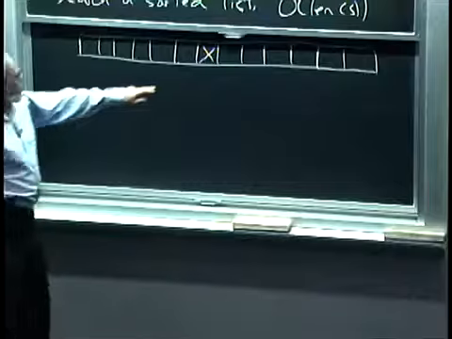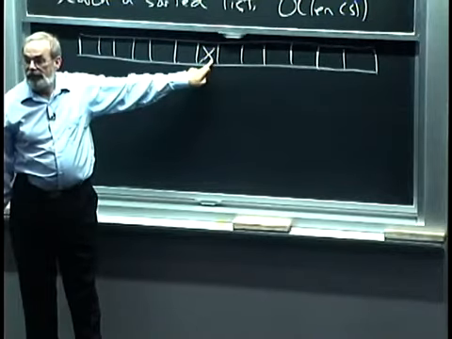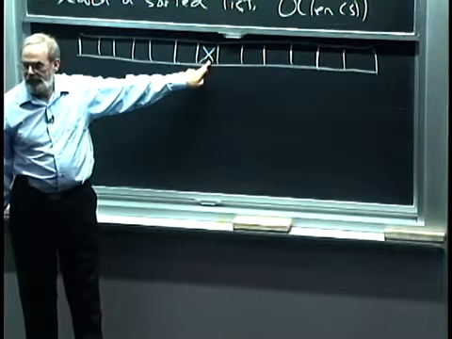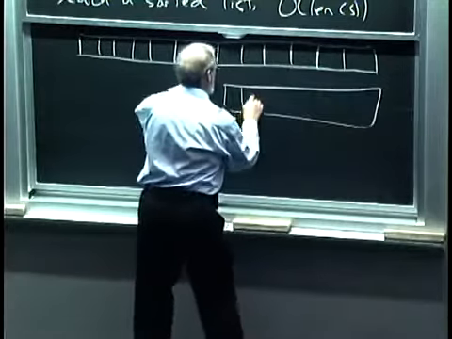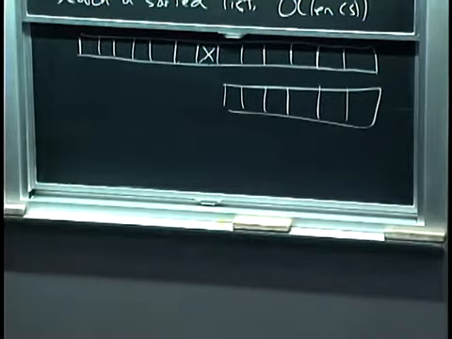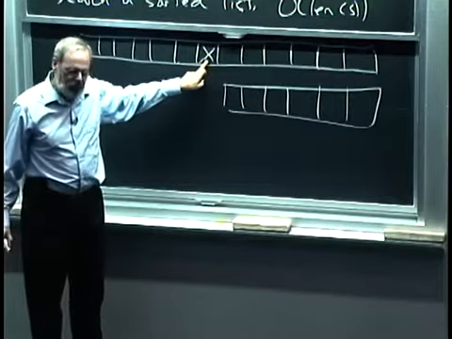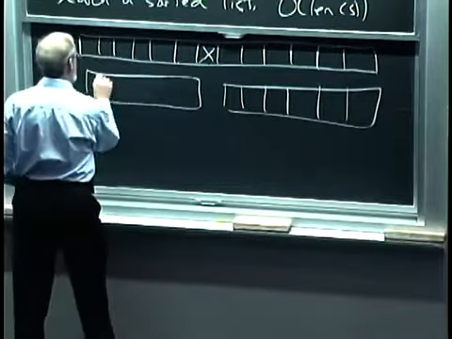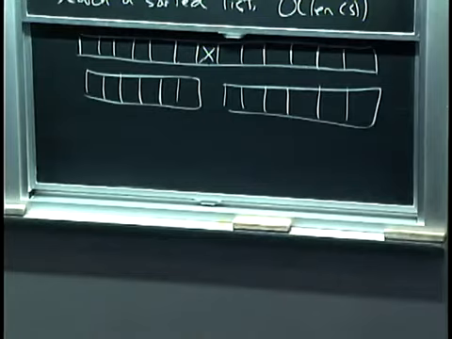Well, I could look at the value here and compare it to the value I'm trying to find. If the value I'm looking for is bigger than this value, where do I need to look? Just here. It can't possibly be there, because I know this thing is ordered. On the other hand, if the value I'm looking for is smaller than the value I see here, I just need to look here.